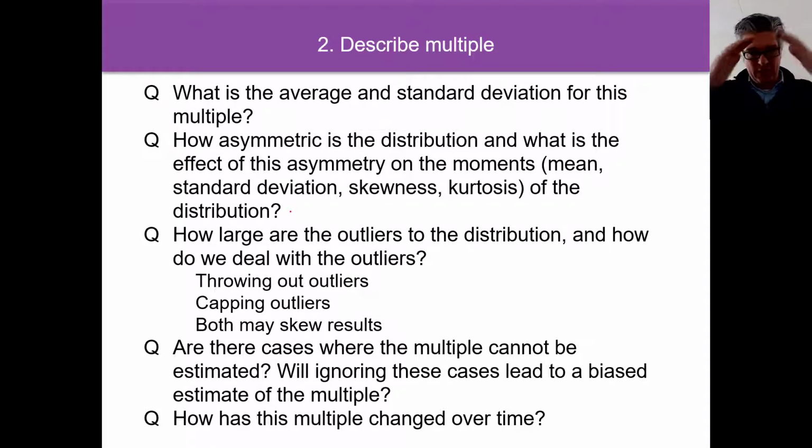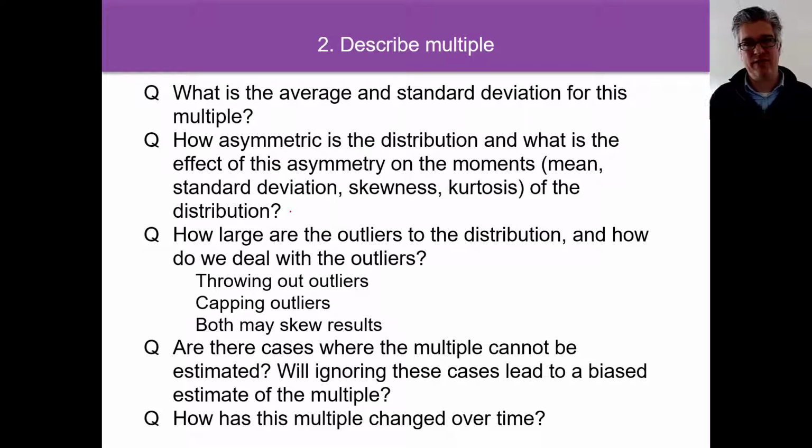So is it normally distributed, log normally, uniformly? What does the distribution look like? Are there any outliers that drive the multiple? If so, what do you want to do with those outliers? Maybe you want to throw them out, maybe you want to cap them, so winsorize them, or maybe you want to leave them in because outliers still represent real data. So there's information inherent with them that you do not want to throw away. And maybe there are cases where you cannot estimate a certain multiple.